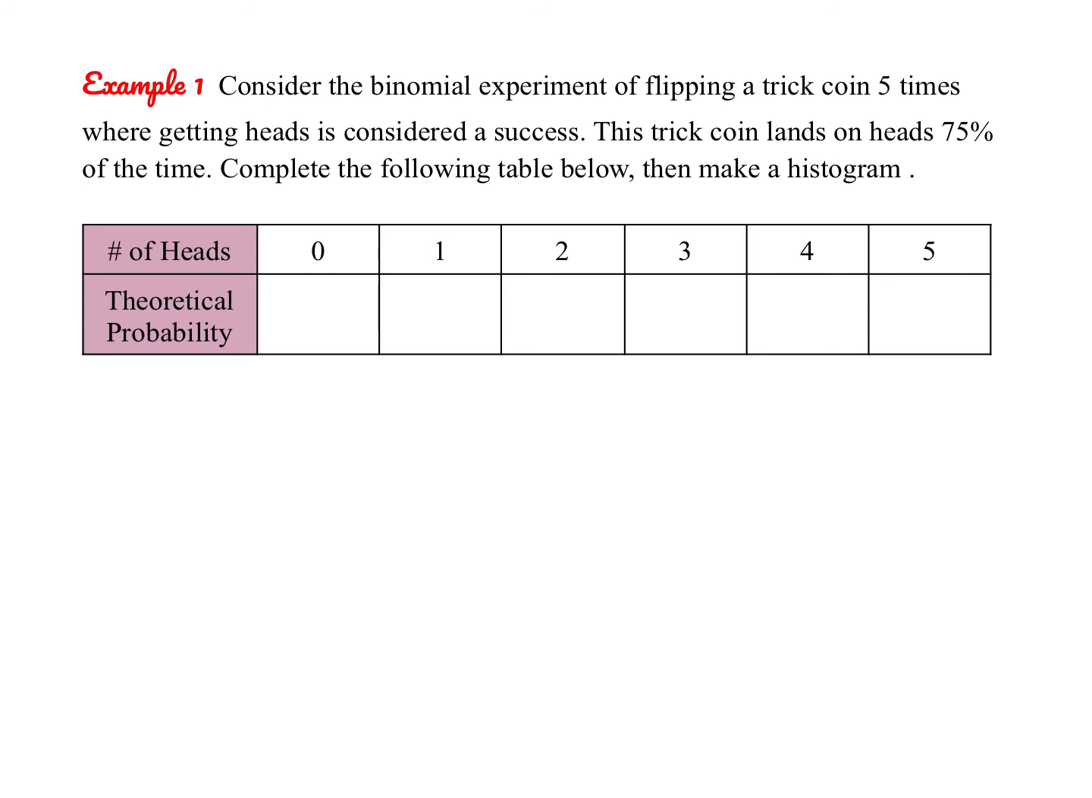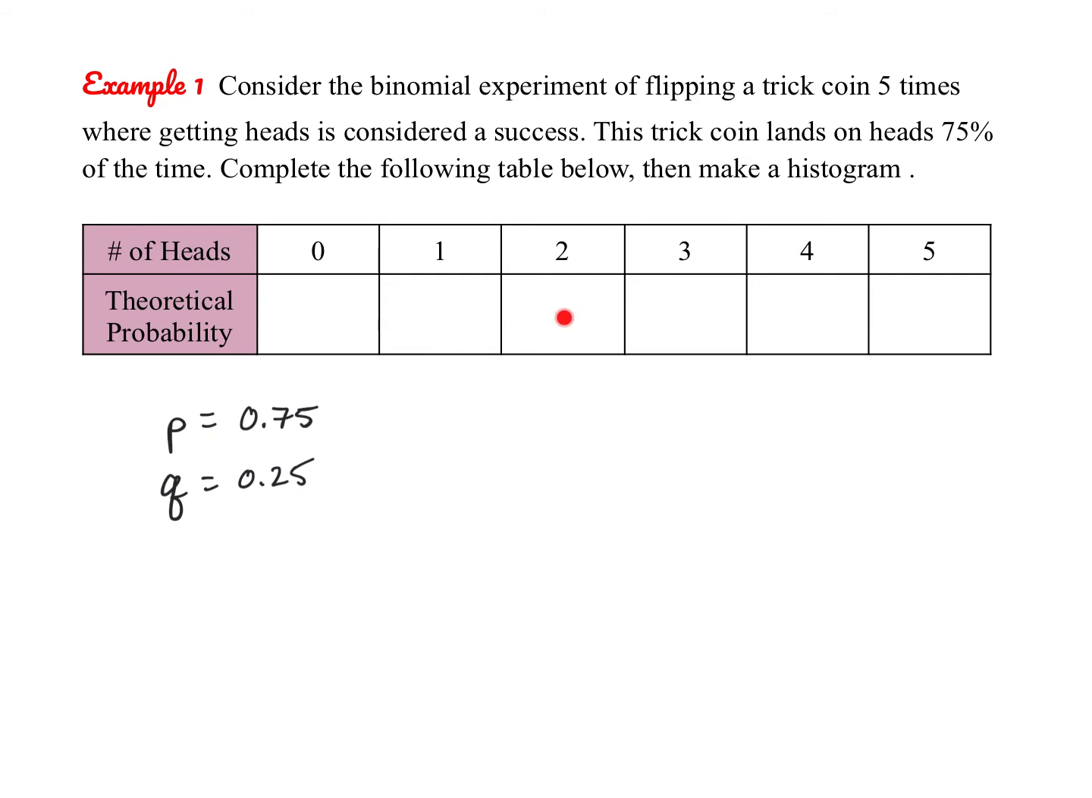Okay, so let's try this example. Here we are doing this binomial experiment of flipping a trick coin 5 times, and we're considering getting a heads to be a success. So this trick coin lands on heads 75% of the time. So the probability of getting a success, which is a heads, is 0.75, which means the probability of a failure is 0.25. So again, we only have these 2 options, heads or tails, but because it's a trick coin, the probability of one is not equal to the probability of the other.